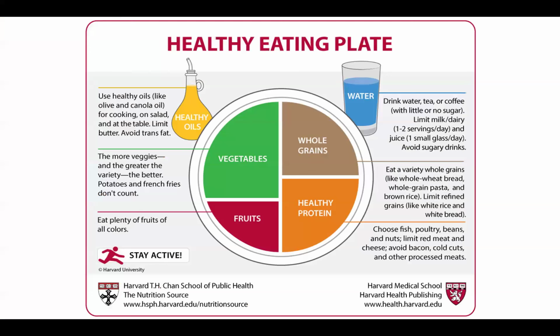So, as mentioned, vegetables and fruit take up half the part of that plate. The more vegetables, the greater variety, and it's good for health. And then we have whole grains, like whole wheat bread, whole grain pasta, and brown rice, and limit refined grains like white rice and white bread. And then we have healthy proteins like fish, poultry, beans, and nuts. Limit red meat and cheese. Avoid bacon, cold cuts, and other processed meat. And on the side, we have water and other dairy products.